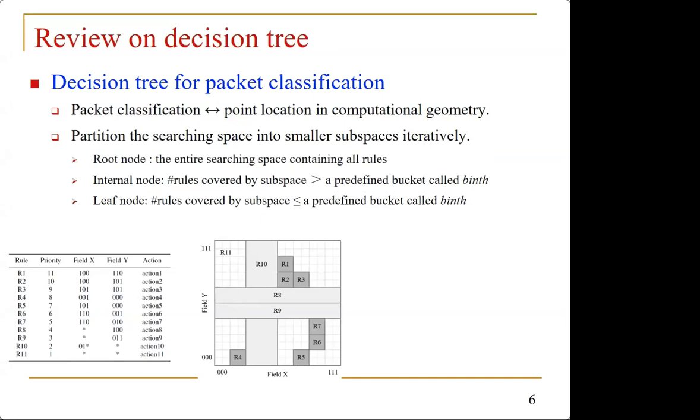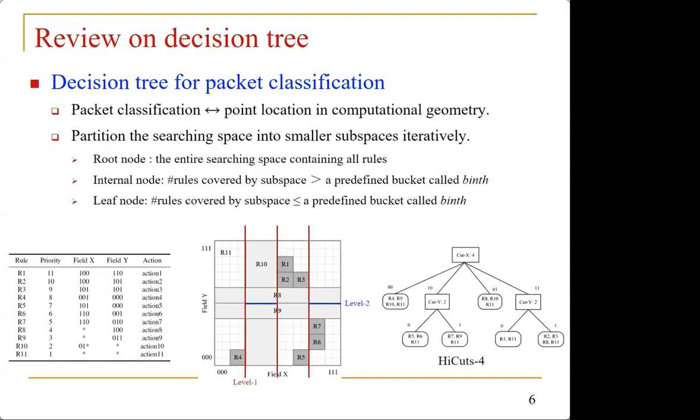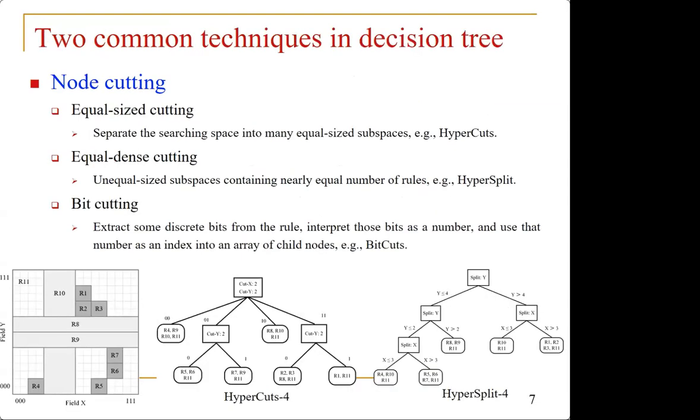In the decision tree-based solutions, the geometric view of the packet classification problem is taken and a decision tree is built. The root node of the tree covers the entire search space containing all rules. Then, partition the search space into smaller subspaces until the rules covered by each subspace are no more than a threshold called bins. Next, we discuss two common techniques to build decision trees for packet classification: node cutting and ruleset partition.